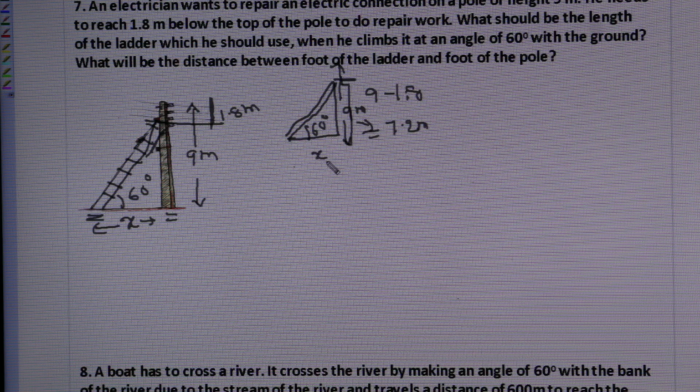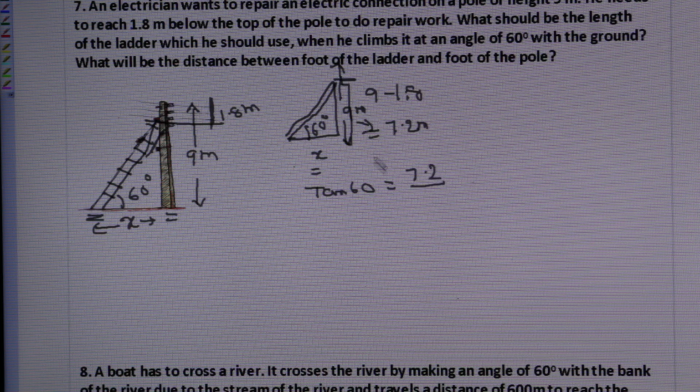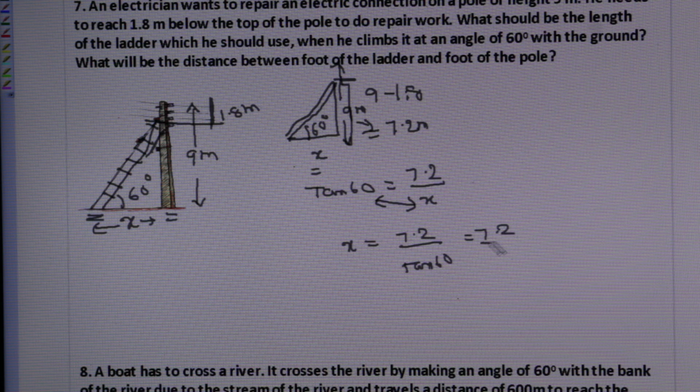This is x. Opposite to 60, this is adjacent to 60. Opposite and adjacent relation is tan. Therefore, tan 60 is equal to opposite side 7.2, only the triangular part, by adjacent side x. By transposition, x is equal to 7.2 by tan 60. What is tan 60? Root 3.